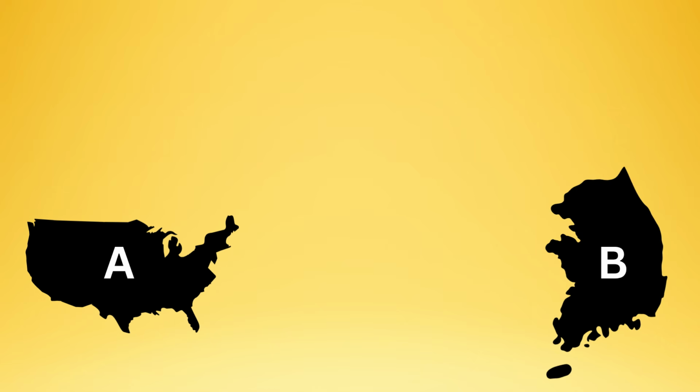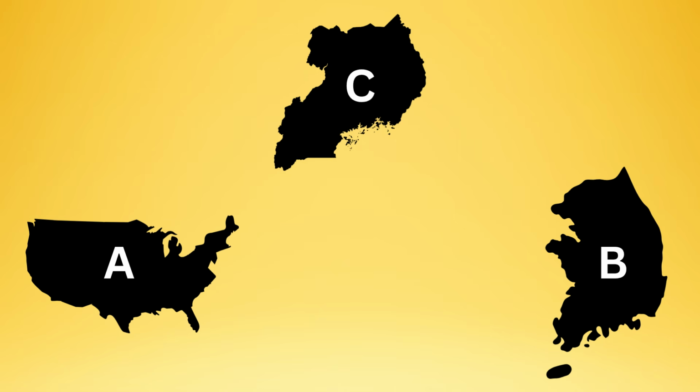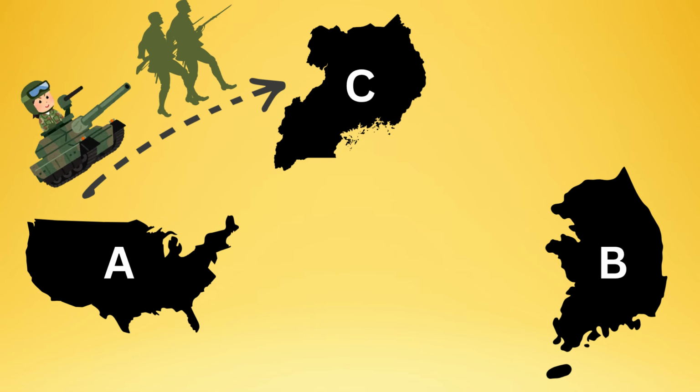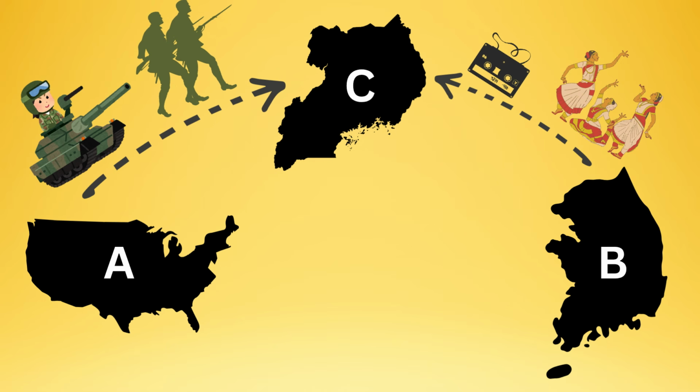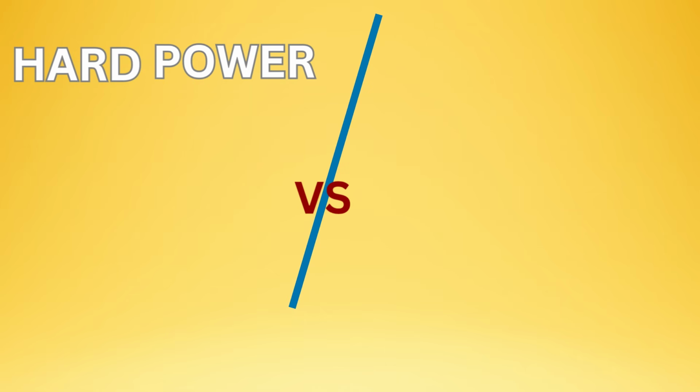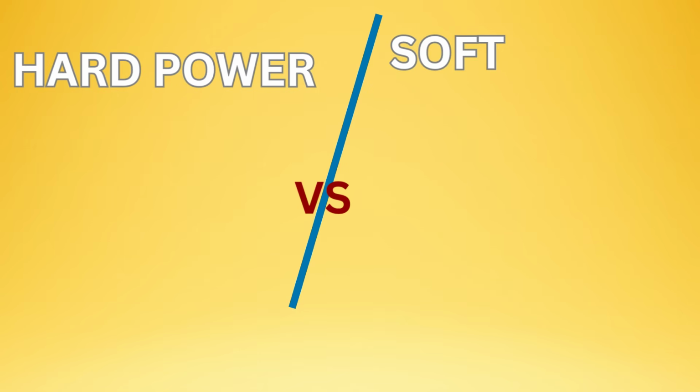Imagine two countries, A and B, trying to influence another country, C. One sends soldiers, sanctions, and military threats. The other sends movies, music, culture, scholarships, and diplomacy. Both are trying to achieve the same goal, influence, but they are using very different tools. In international relations, these strategies are called hard power and soft power.